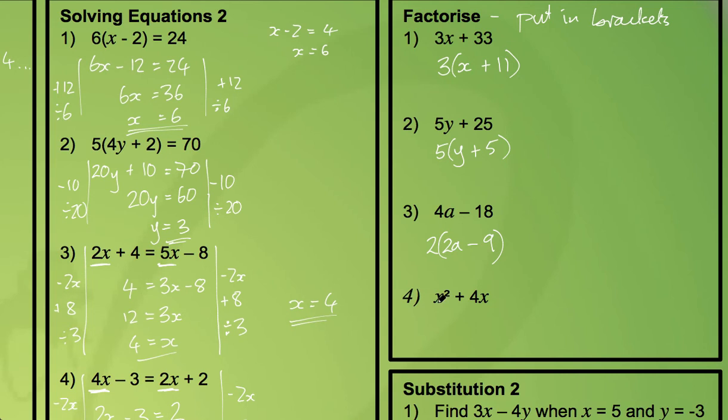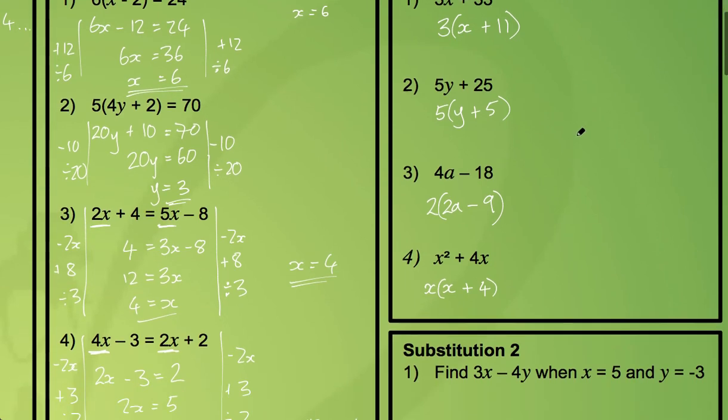The highest common factor of x squared and 4x is just x. That's the only thing that goes into both of them. In order to get x squared, I need to multiply that x by another x. In order to get 4x, I need to multiply that x by 4. So that goes there. That's the answer to all of those factorised questions.